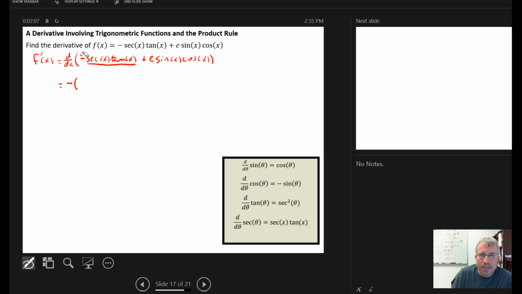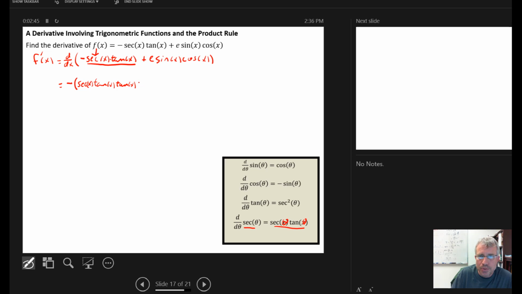So now I look at the secant times the tangent, and I recognize I have the product of two functions. So I'm going to use the product rule, and the product rule says take the derivative of the first function. And the derivative of secant, we discovered, is secant tangent. There should be thetas in there instead of x's. I just noticed that. So the derivative of secant is secant of x times tangent of x, and the product rule says take the derivative of the first function times the second function, so it'll be times the tangent function.